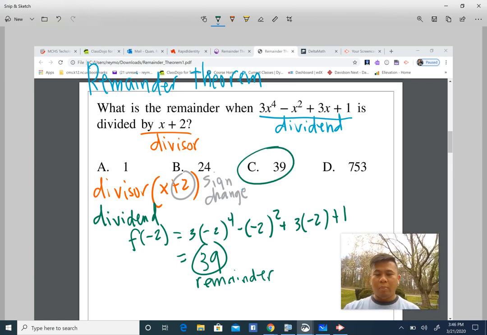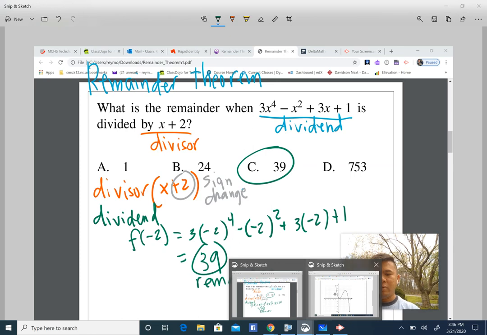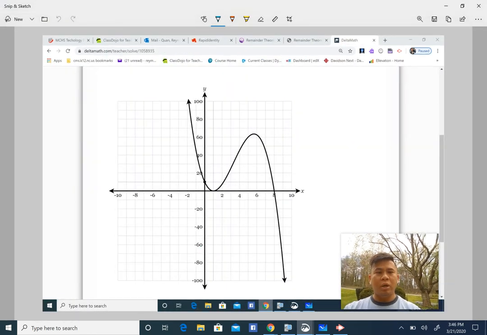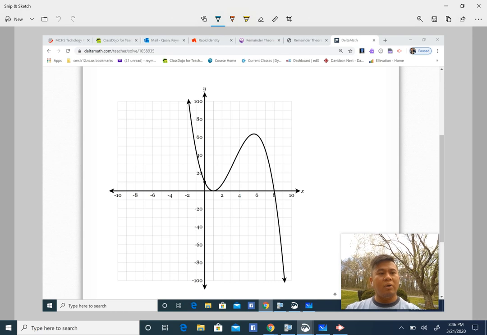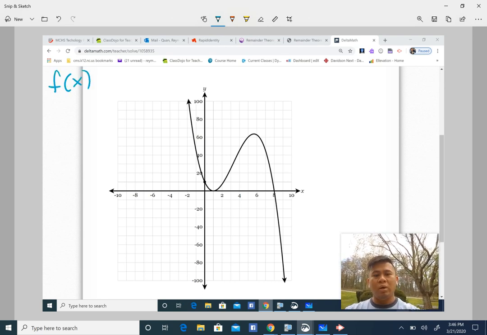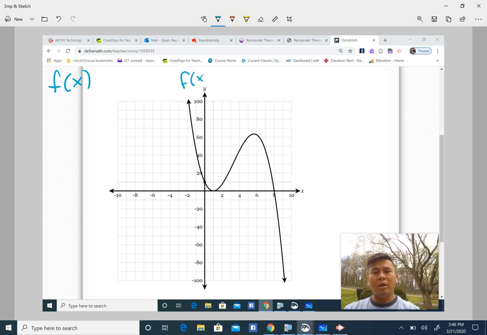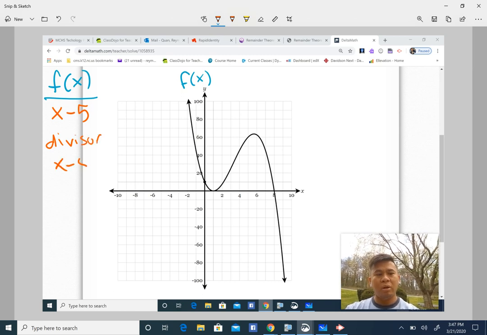Now, what if our problem involves a graph? As for our example number 2, on this graph, let's try to get the following. What if we divide this given polynomial f of x over x minus 5? So in this case, the divisor is x minus 5. I will sign change on that one. The negative 5 will be positive 5.